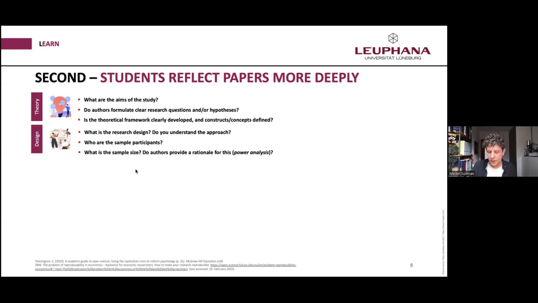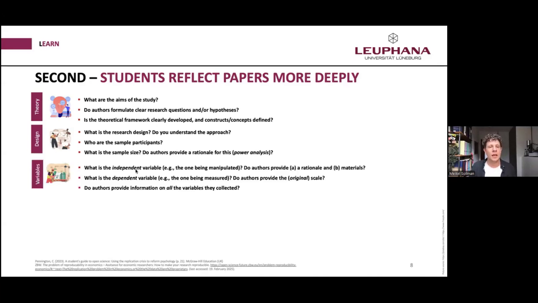Based on the design, moving on to the variable section, it is critically important, at least from an understanding point of view for students, but also for researchers, that the paper is very clear about what the independent variable is. The one that is usually being manipulated is the independent variable.